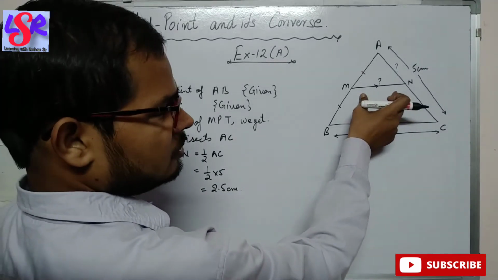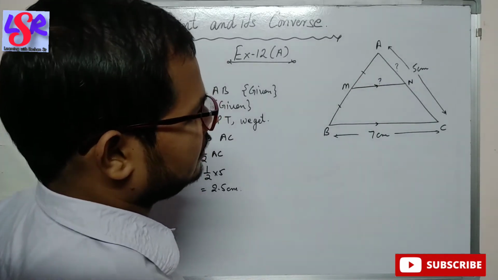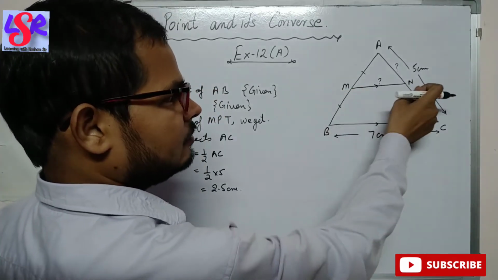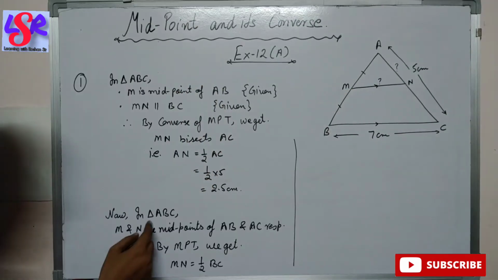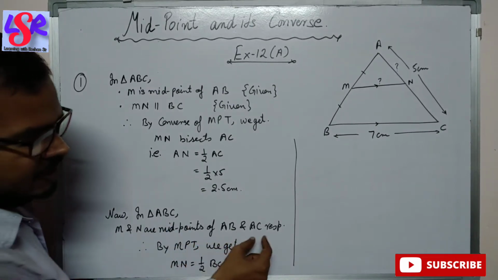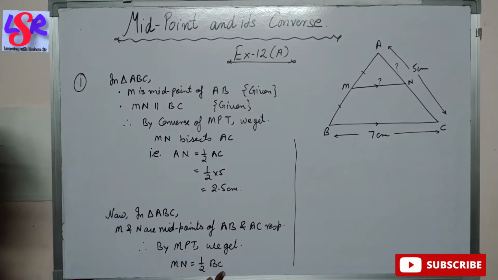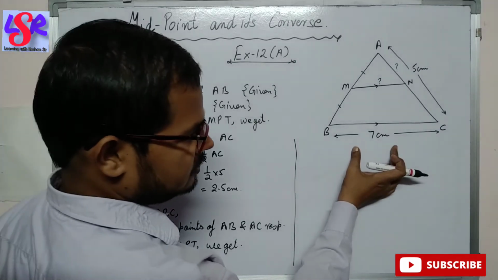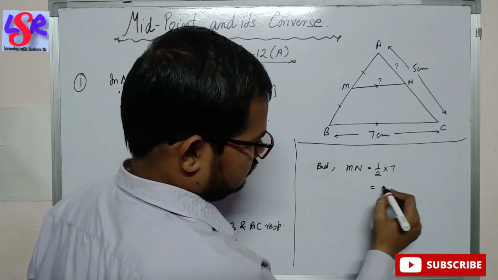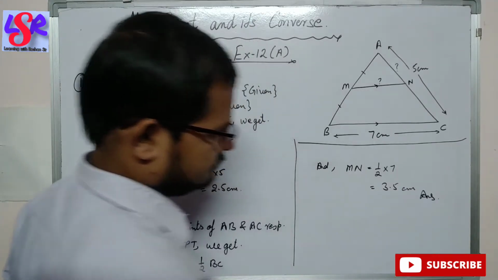Now we have to find the value of MN, and that will be proved with the help of the midpoint theorem in triangle ABC, in which M is the midpoint of AB and N is the midpoint of AC. Now in triangle ABC, M and N are the midpoints of the sides AB and AC respectively. Therefore, by the midpoint theorem, we get MN equals half of BC. Now we know the value of BC, so we can place the value of BC over here, and MN will be equal to half of 7, that is 3.5 centimeter as the answer.